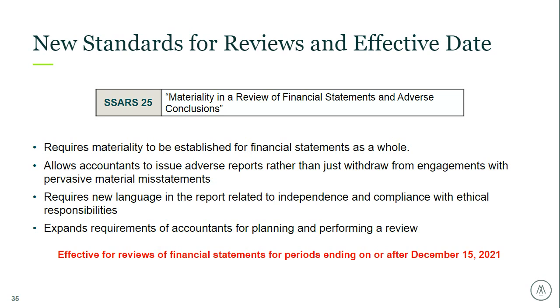So now there is new report language that's been drafted that allows those accountants to actually issue, say, an adverse report similar to an audit if they just cannot get over the hump of a material misstatement. And the standard also requires that the accountant's report highlight independence and ethical responsibilities of the accountant. And this will apply for financial statements for years ending this December and later.